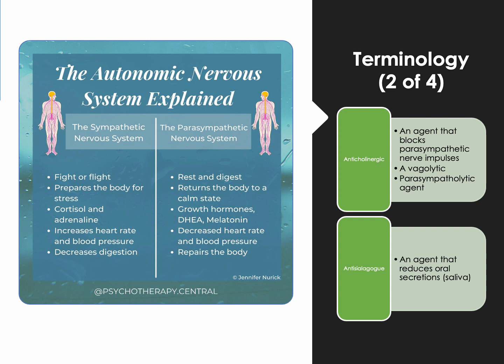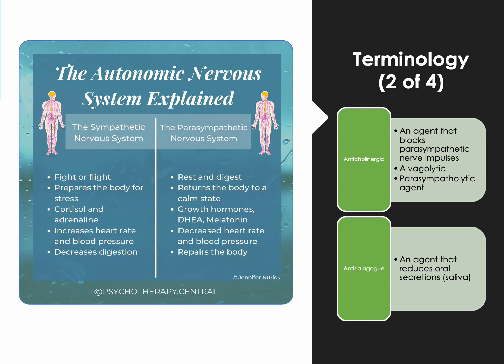So bear with me for a minute while we take a trip down memory lane. Remember, the autonomic nervous system is a part of our nervous system that is responsible for the automatic processes that occur in our bodies, right? We don't have to think about our heart beating. We don't have to think about breathing, regulating our temperature. Those are things that happen automatically.